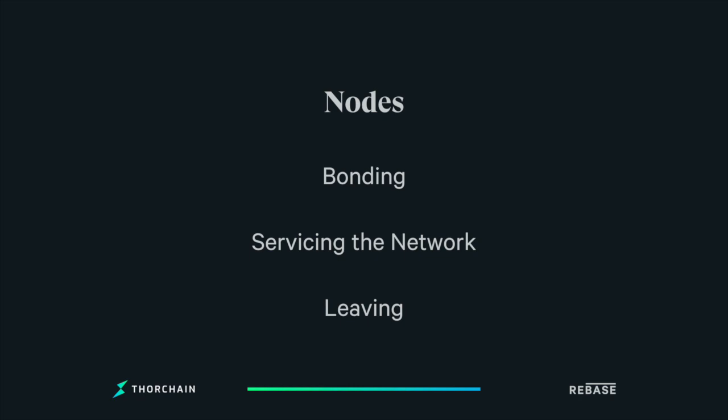So let's talk a little bit about nodes, and firstly, how bonding works, how they bond into the system. So anyone can apply to become a node. All they have to do is send Rune into THORChain's primary vault, and this is known as bonding. If they bond enough Rune and are picked at random, then they enter a competition with a few other nodes. If they're successful in the competition, they become an active node on the network.